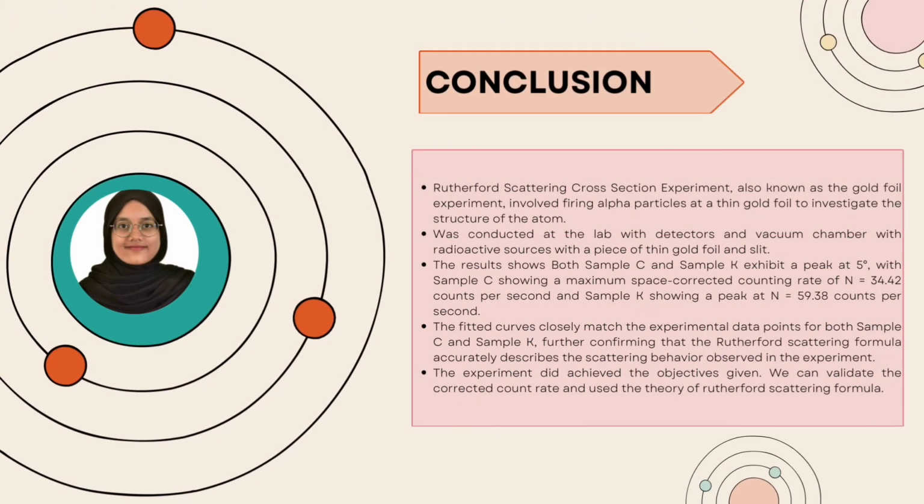From this experiment, we can draw a conclusion. The Rutherford scattering cross-section experiment, also known as the gold foil experiment, involved firing alpha particles at a thin gold foil to investigate the structure of the atom. It was conducted in the lab with detectors and a vacuum chamber with radioactive sources, a piece of thin gold foil and a slate. The result shows both sample C and sample K exhibit a peak at 5 degrees. Sample C shows a maximum space-corrected counting rate of N equal to 34.42 counts per second, and sample K shows a peak at N equal to 59.38 counts per second.